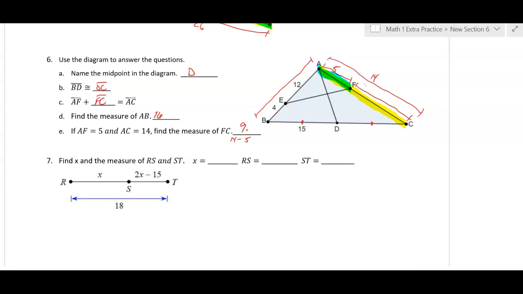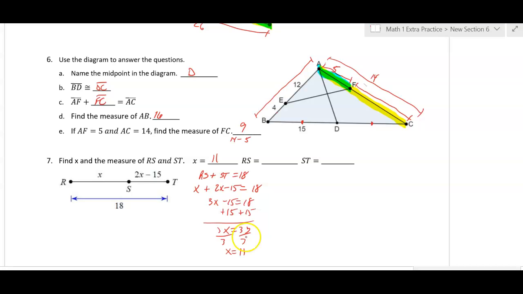For number 7, you have to notice that RS plus ST has to add up to 18. So if RS and ST add up to 18, I'm going to say x plus 2x minus 15 equals 18. So 3x minus 15 equals 18. I'm going to go ahead and solve this. And x is equal to 11.